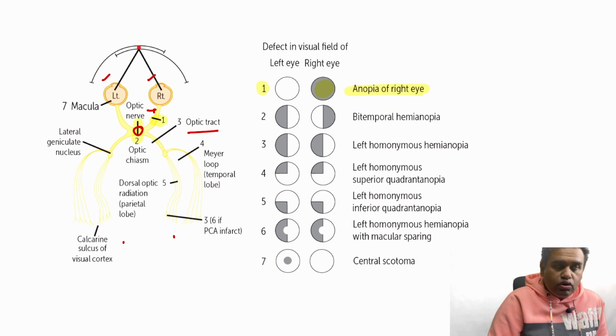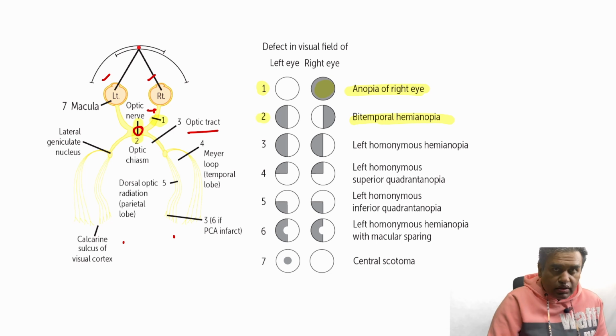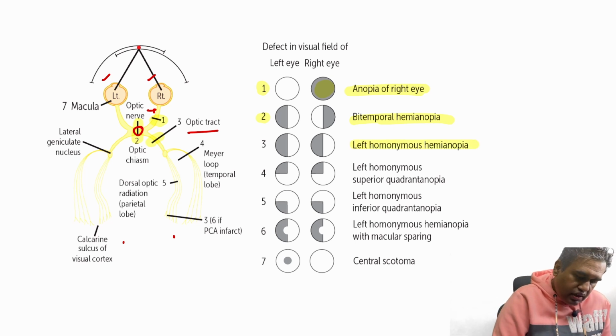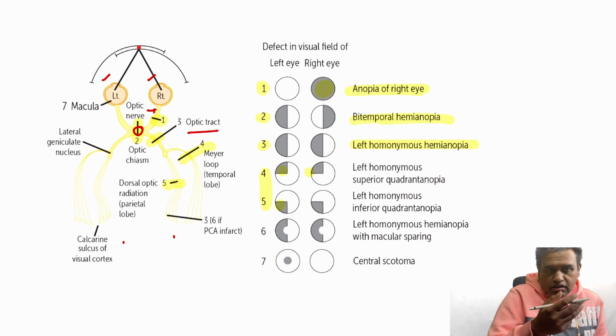Number 2, we did a question on the adenohypophysis, pituitary adenomas. It leads to bitemporal hemianopia. Option 3, if you see, is a right side optic tract issue, with left side homonymous hemianopia. Option number 4 is Meyer's loop. When there is a Meyer's loop problem, in option 4 or 5, at different levels, the problem is on the right side and the visual field defect is on the left side.